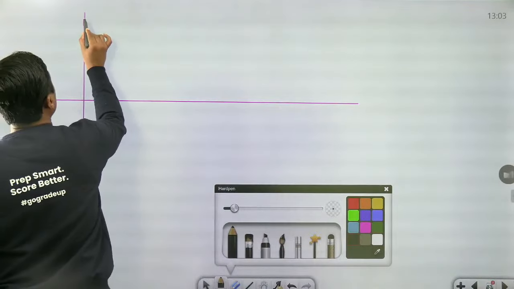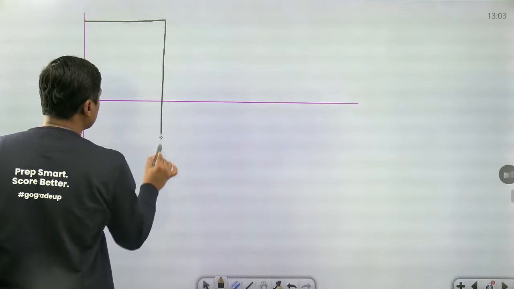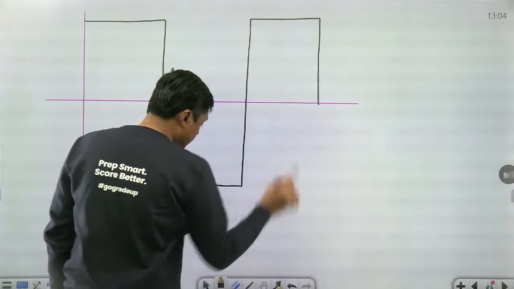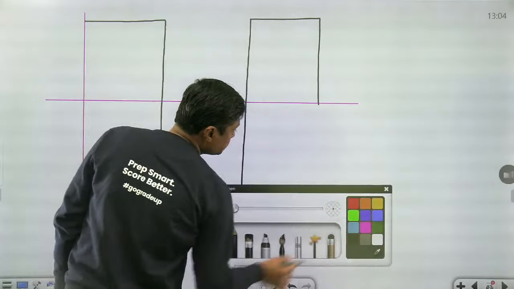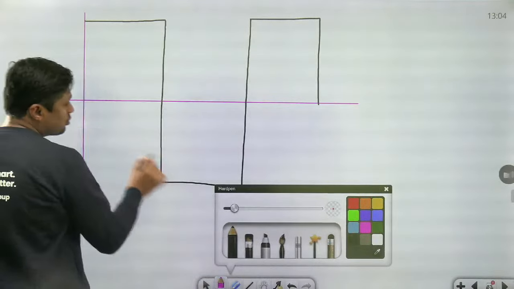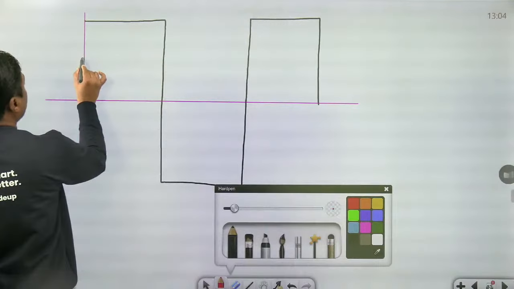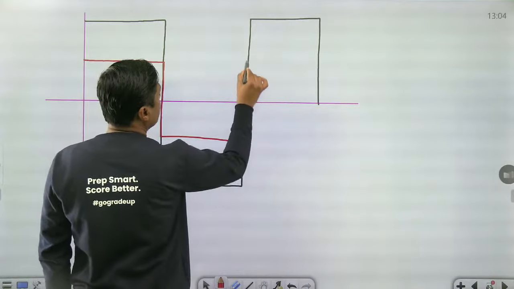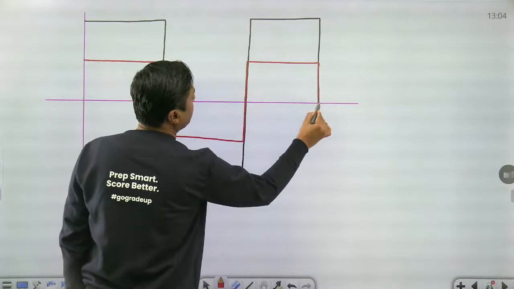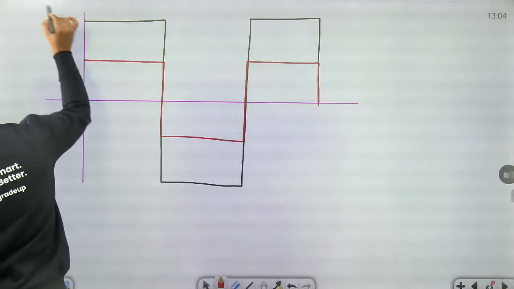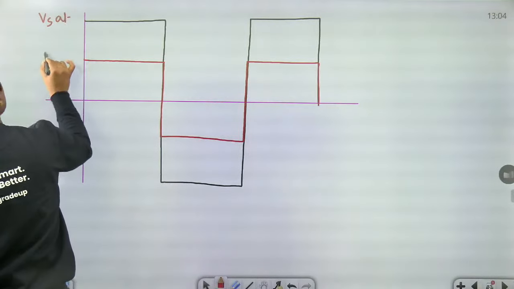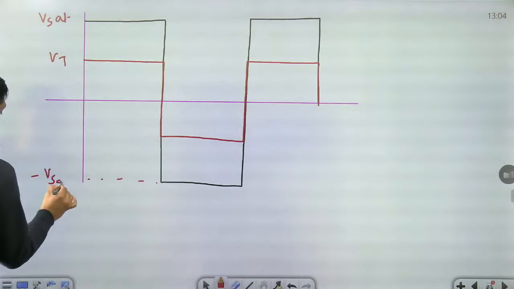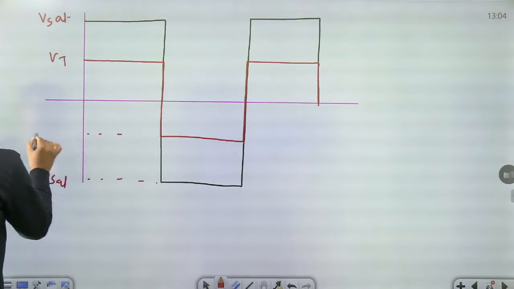This is a square wave, always remember. Right? And then the second one is what? Attenuated square wave. What is the meaning of attenuated square wave? You will get the output like this. This is called attenuated square wave. Right? This is the output. It is plus Vset, plus Vt. It is minus Vset, and this is minus Vt.